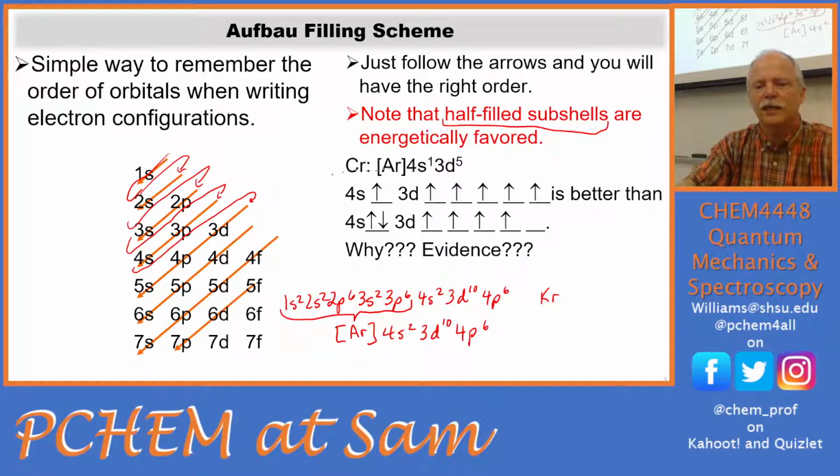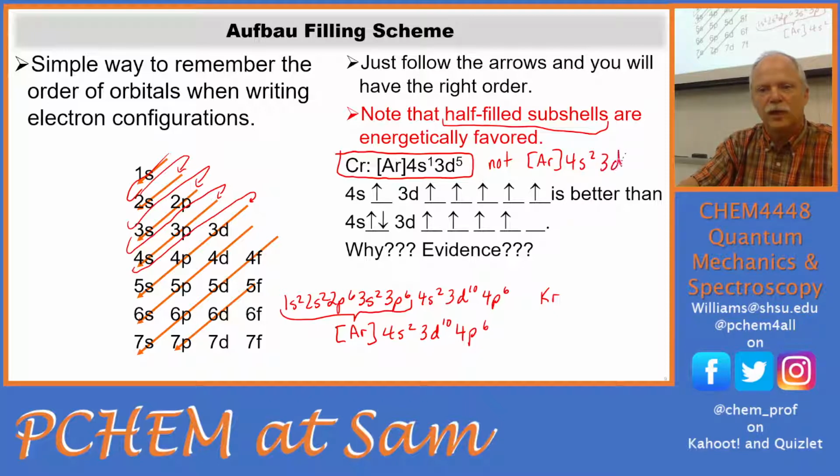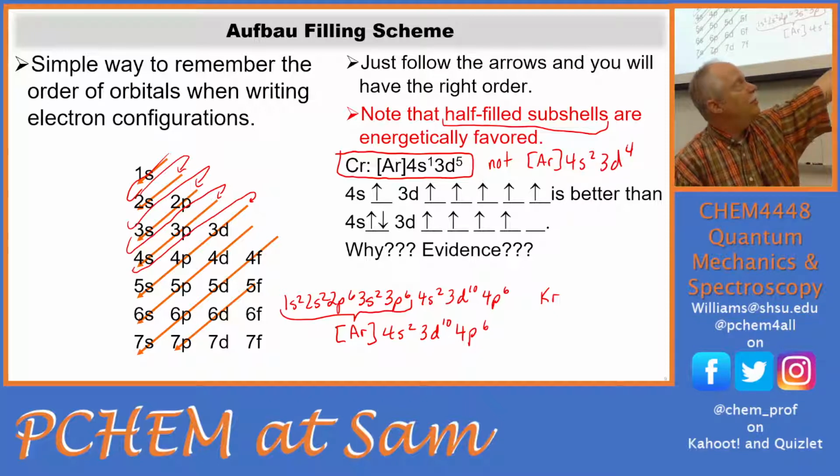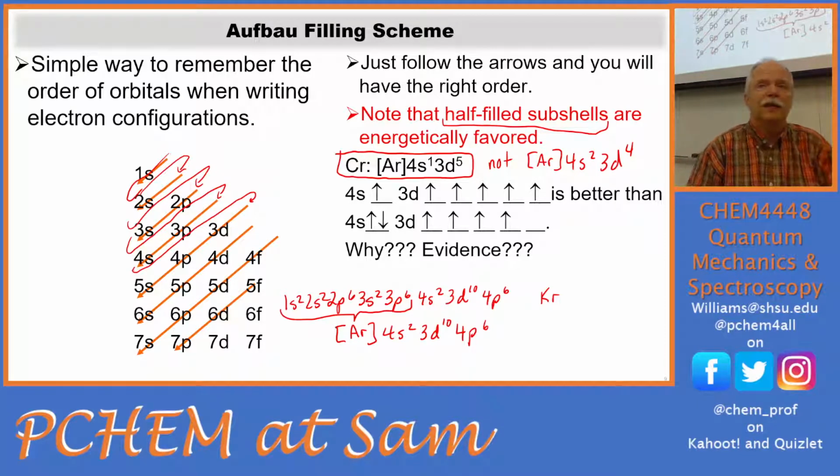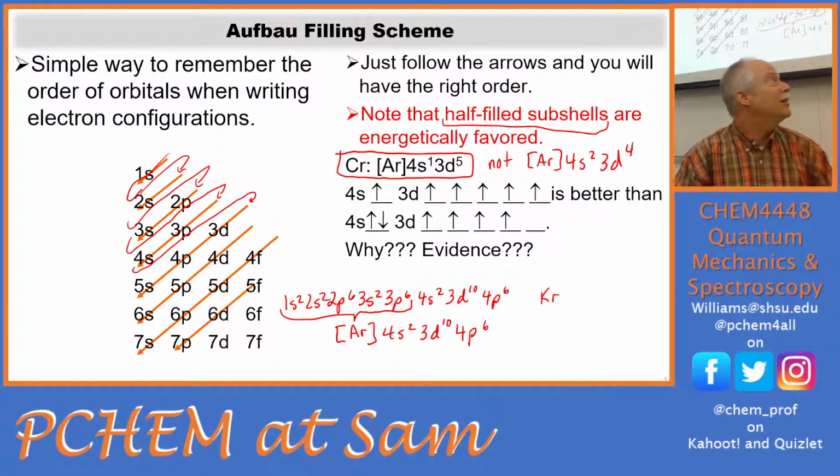Now we'll look at the evidence for that in a minute, but this is then the chromium electron configuration. It's that, not argon 4s2 3d4. So if you were to look at the periodic table, it would look like 4s2 3d4. But you've got to remember that chromium is an exception to that rule, and it's going to pull that s up to the d, and you'll have 4s1 3d5. And so you see 3d5, that's like magic. Okay, I got a half-filled subshell.